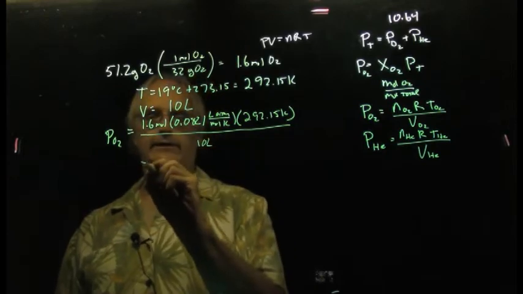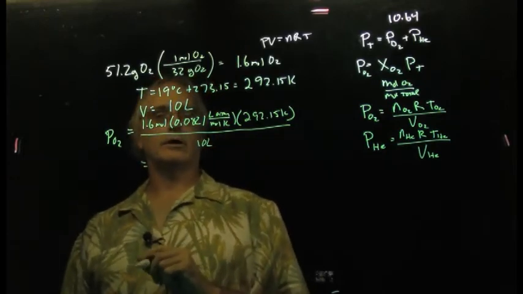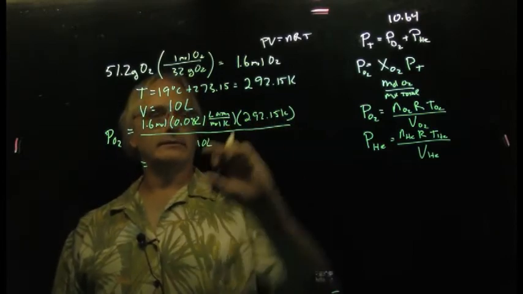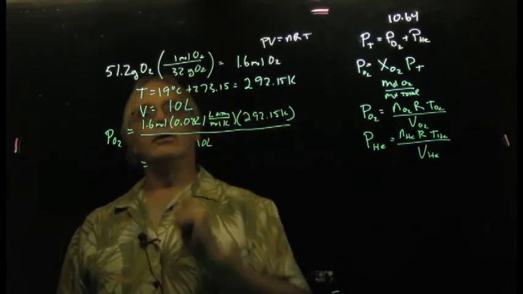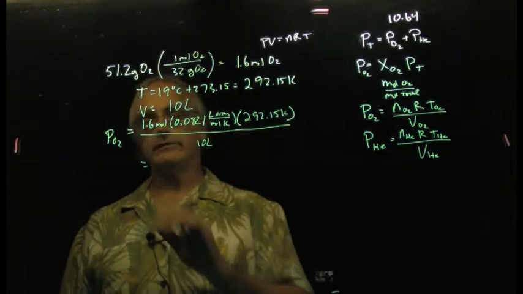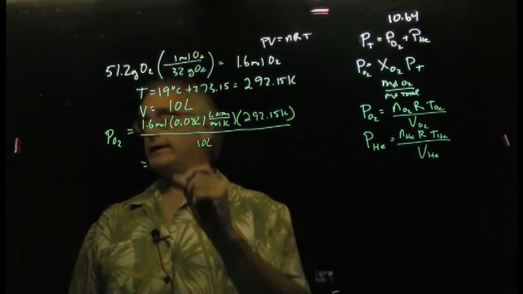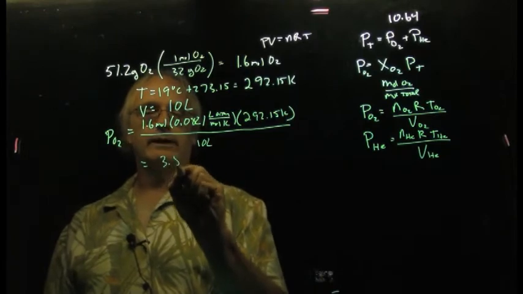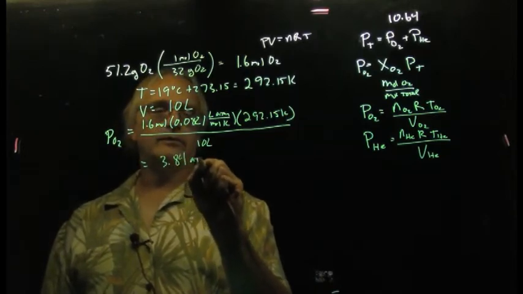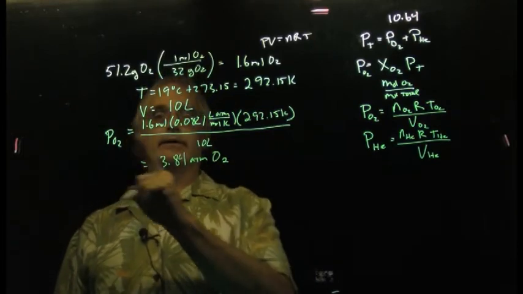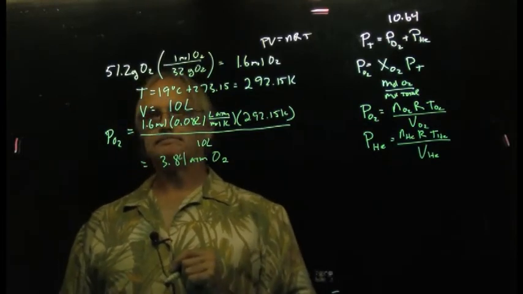Punch that out on our calculators, making sure our units work out properly. My moles cancel, Kelvins cancel, liters cancel. The only unit left this time is atmospheres. I'm calculating a pressure. Kind of convenient it worked out that way. It's 3.84 atmospheres of oxygen. Okay, there it is, the partial pressure of oxygen.